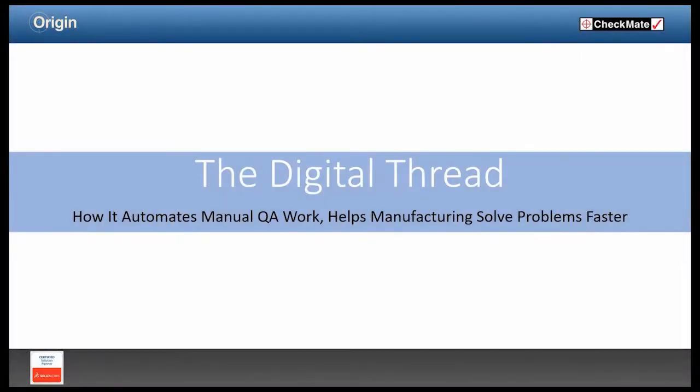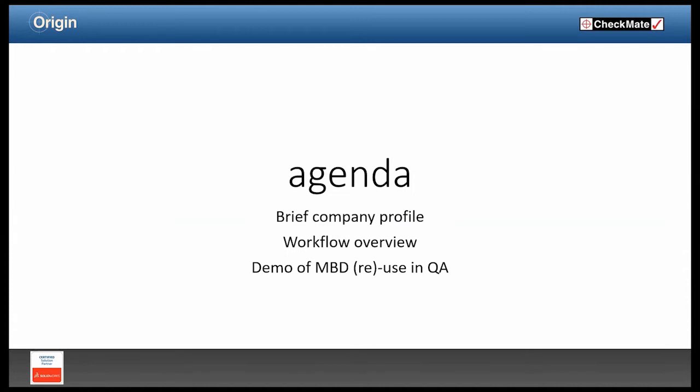Over to you, Jeff. Okay, thank you, Rob, and good day, everyone. In the next 10 minutes, Cecil DeLine and I are going to show you how the digital thread helps QA automate manual tasks and deliver more value to manufacturing. We're going to do this in 3 stages. First, there will be a brief company profile. Second, we'll review the workflow from several different perspectives. And third, we'll show some examples of the reuse of MBD in QA with Checkmate for SOLIDWORKS.